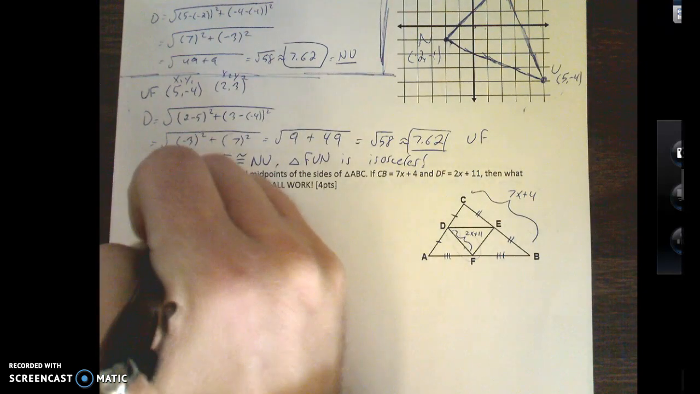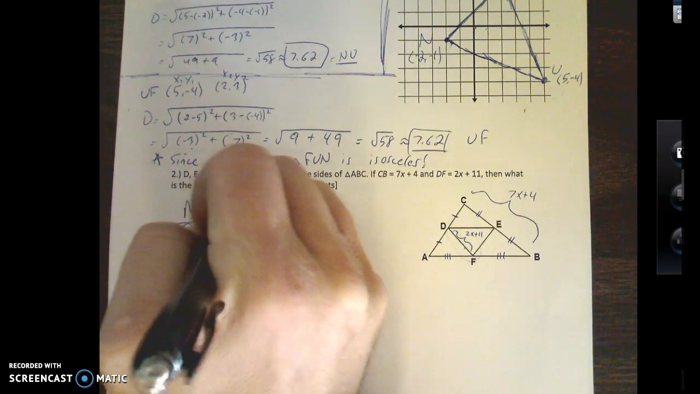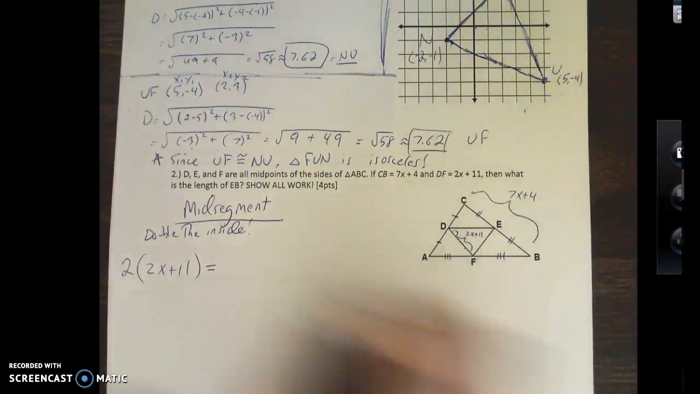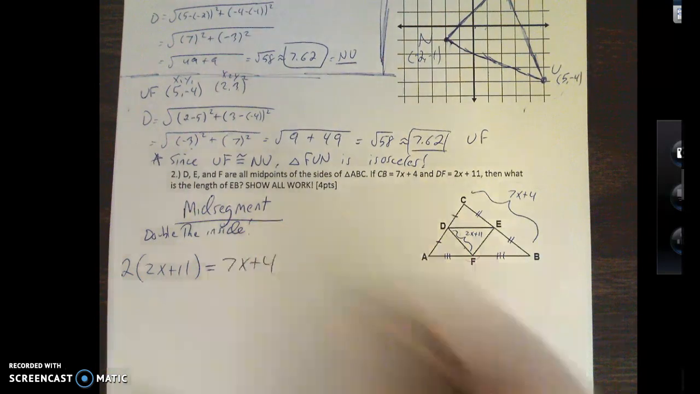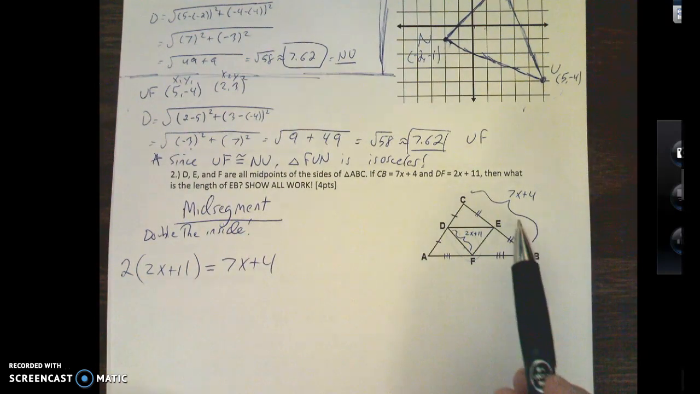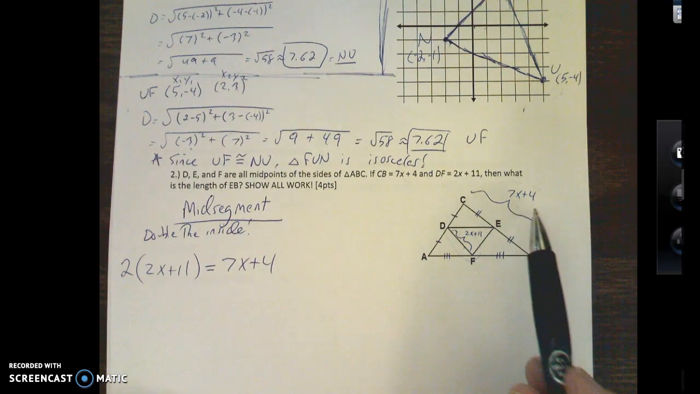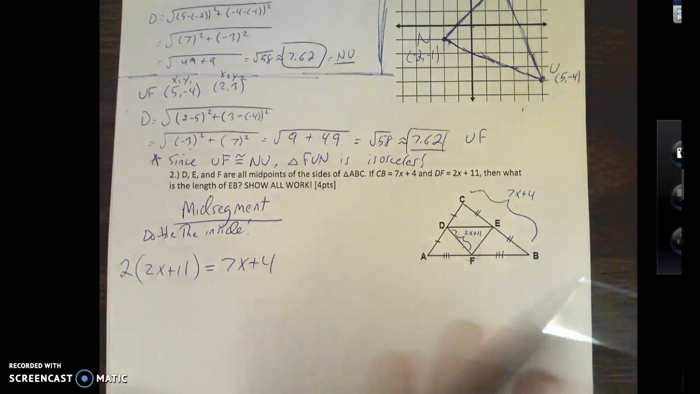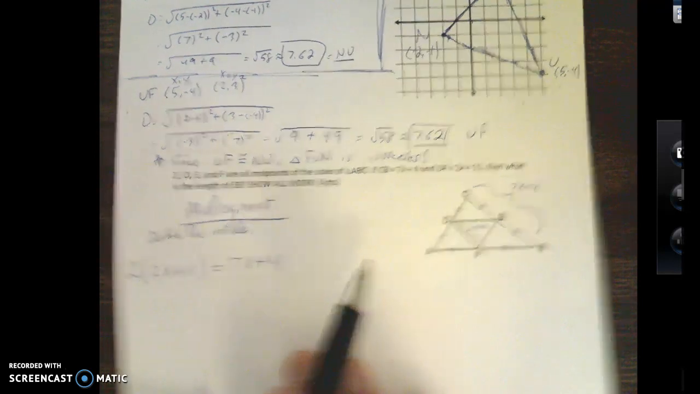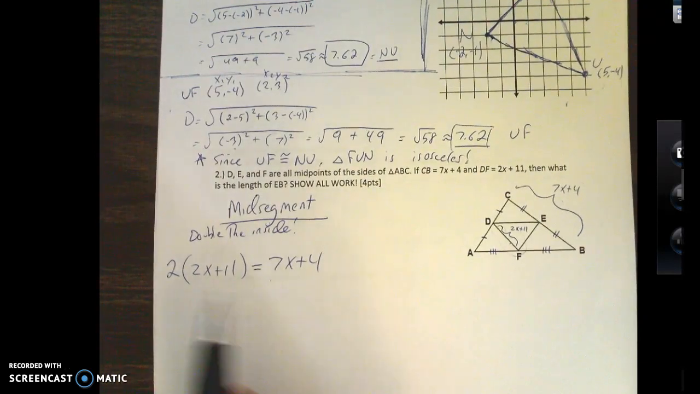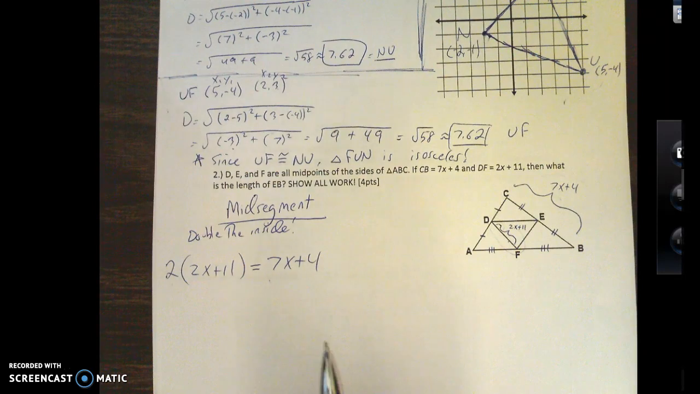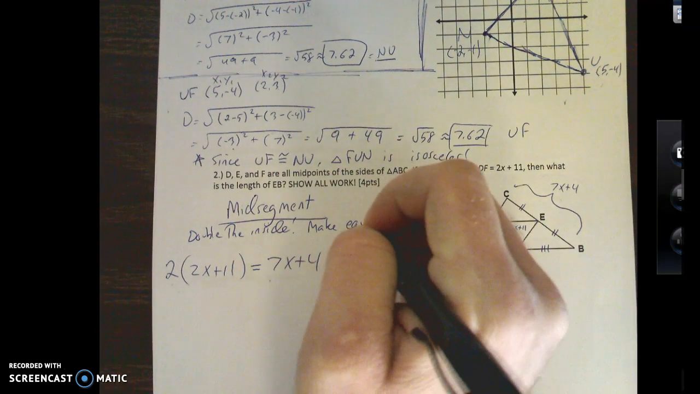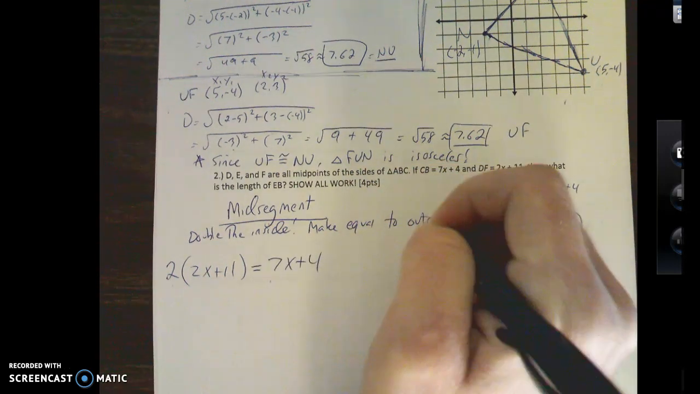Double the inside. And you make that equal to the outside, 7x plus 4. The other option is to take half of the outside, but if you're taking half of 7, what's going to happen? You're going to get a decimal, 3.5, and it just gets a little bit messy. So this is probably your better option. Okay, I'm doubling the inside, making them equal. Double the inside, make equal to outside. Okay?